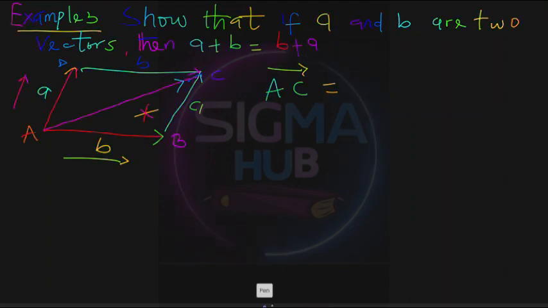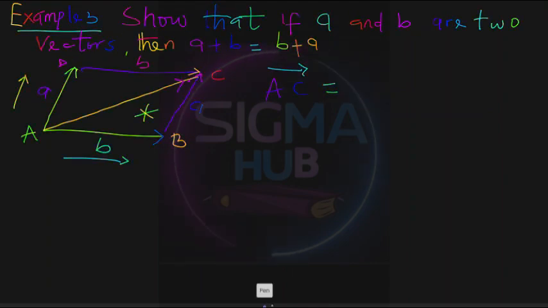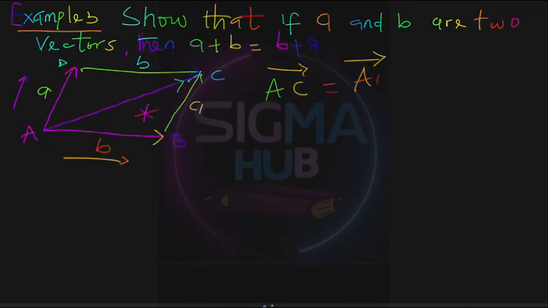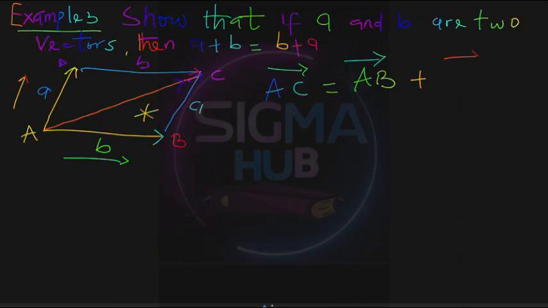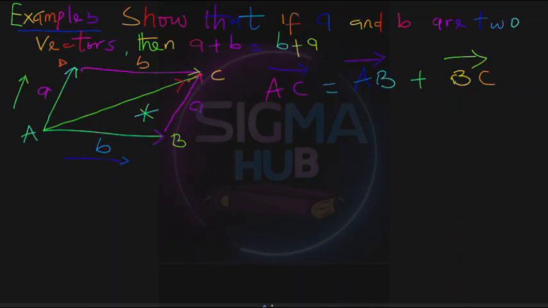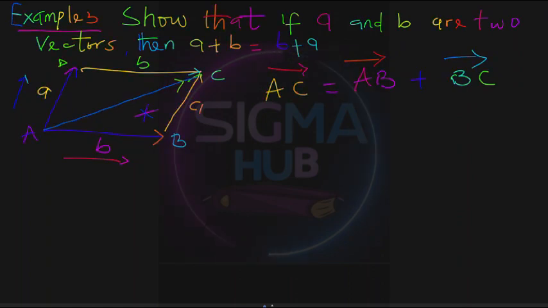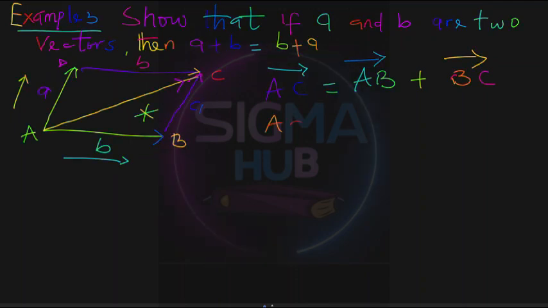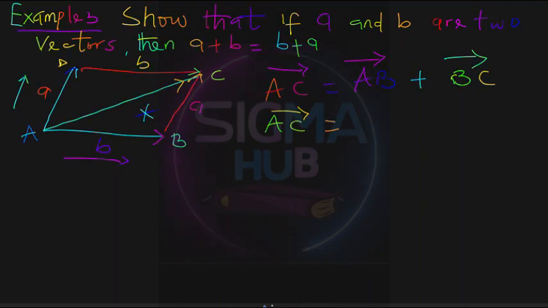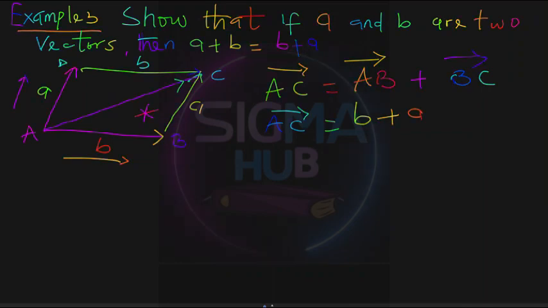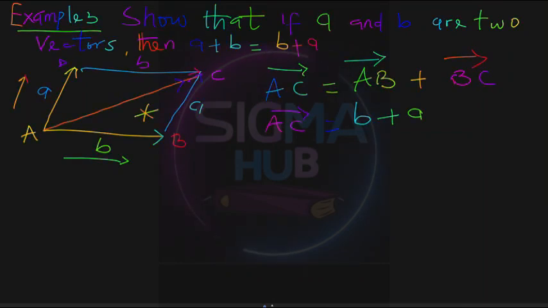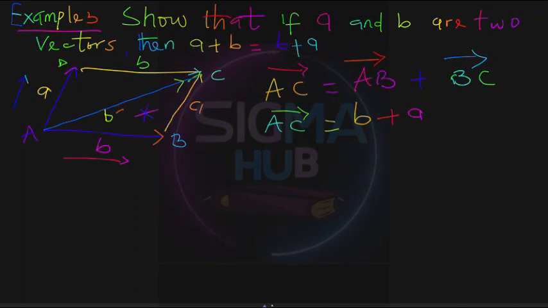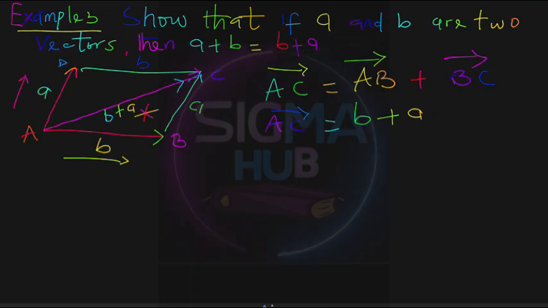So using the first triangle there, AC is the same thing as moving from A to B, then B to C. And we already know that A to B is B and B to C is A. So AC is B plus A. So I can write inside here A to C as B plus A. That's for the triangle there.